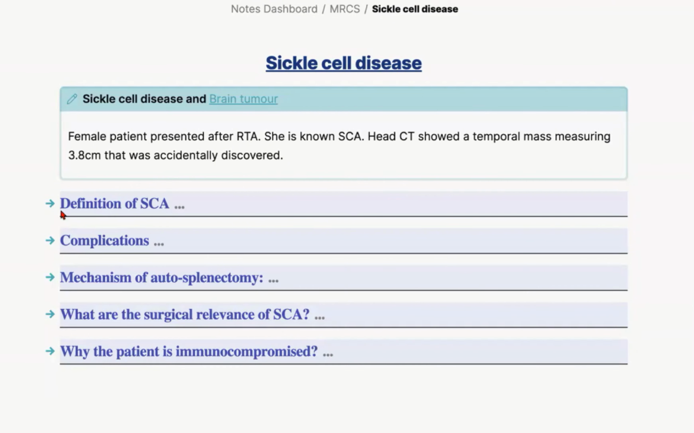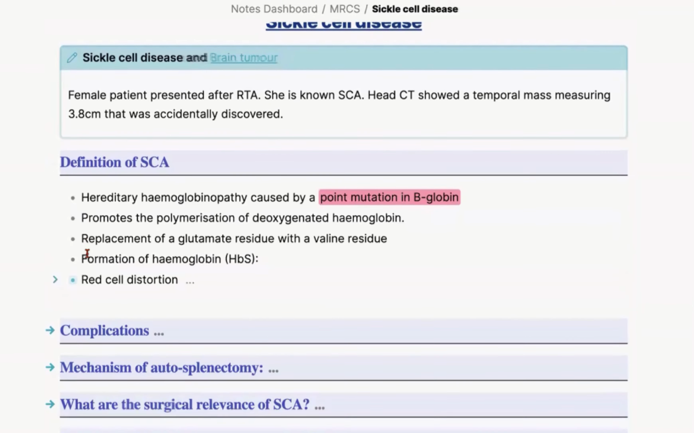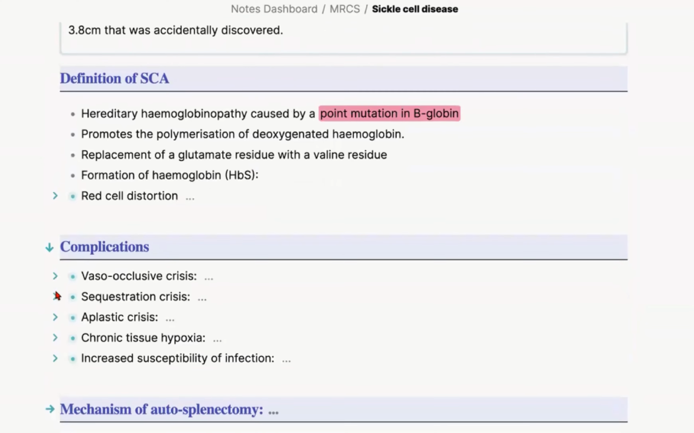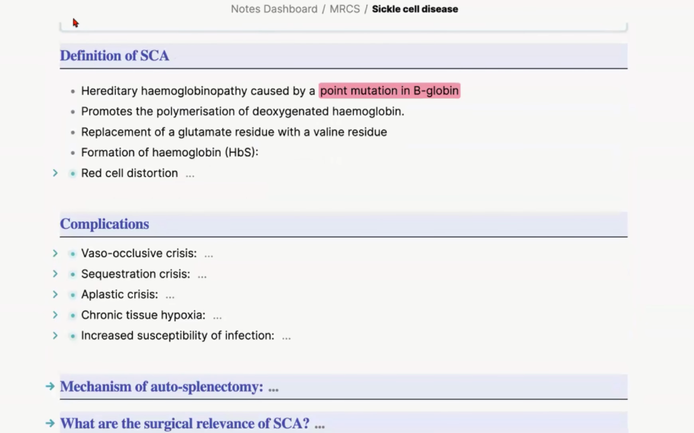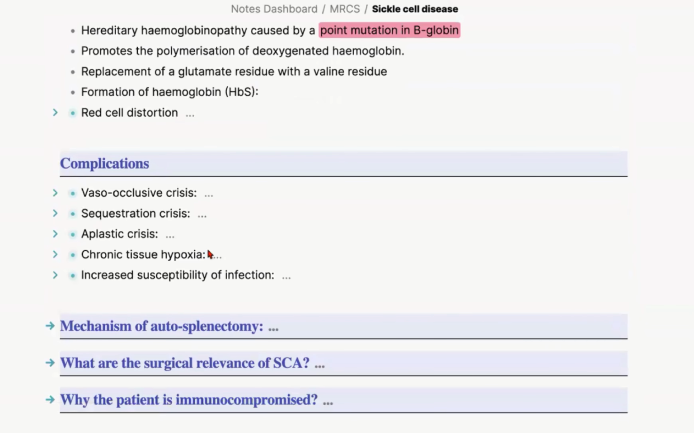Should explain deep into the vaso-occlusive. No, that's fine. What is the mechanism of autosplenectomy in this condition? Autosplenectomy, the sickle cells, they obstruct the microvasculature, leading to areas of infarction in the spleen. So multiple episodes of infarction, it leads to autosplenectomy. What are the surgical relevance of sickle cell anemia? Surgical relevance, one is gallstones, pulmonary hypertension, autosplenectomy, and then vaso-occlusive crisis.